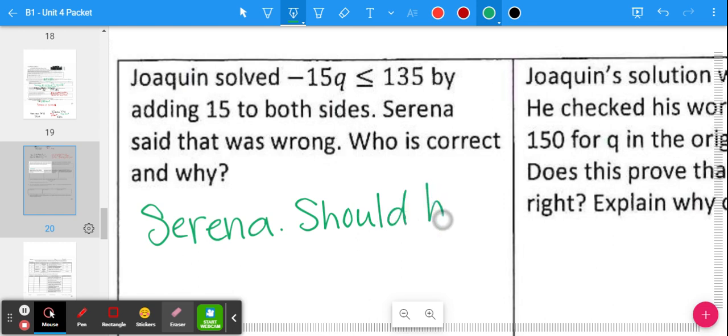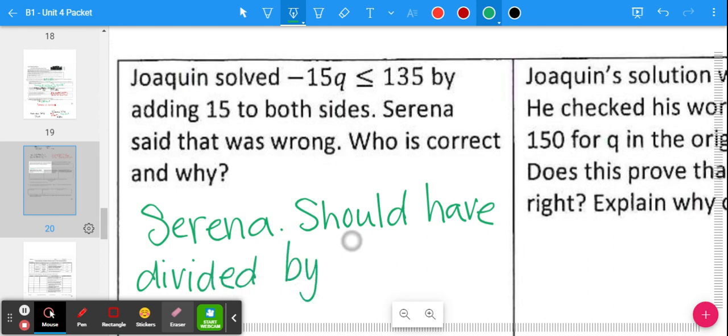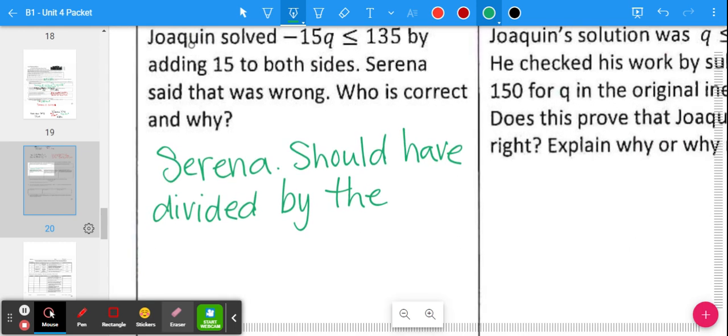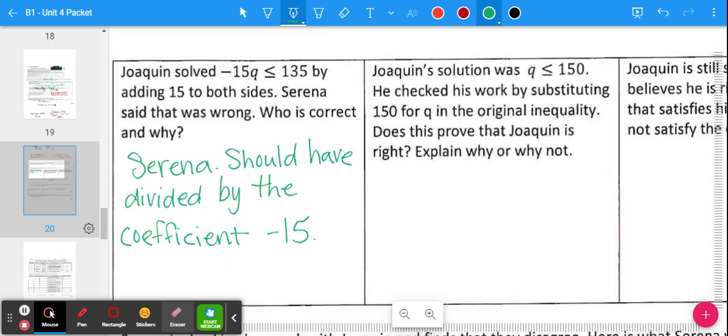So they should have divided by the coefficient negative 15. So then Joaquin's solution was q is less than or equal to 150. He checked his work by substituting 150 in for q in the original equation. So the original equation is this one. So does that prove that Joaquin is right?